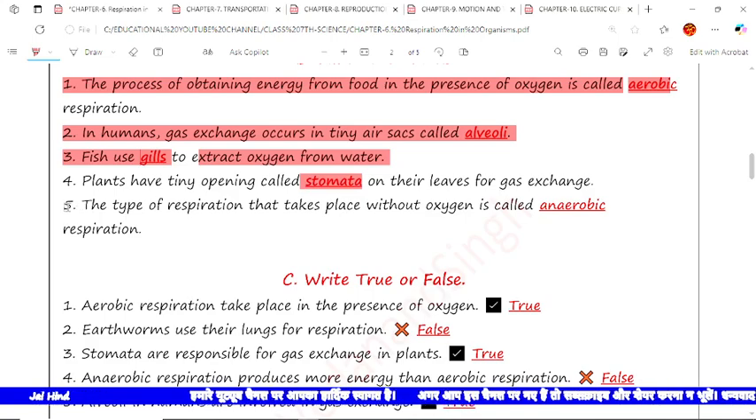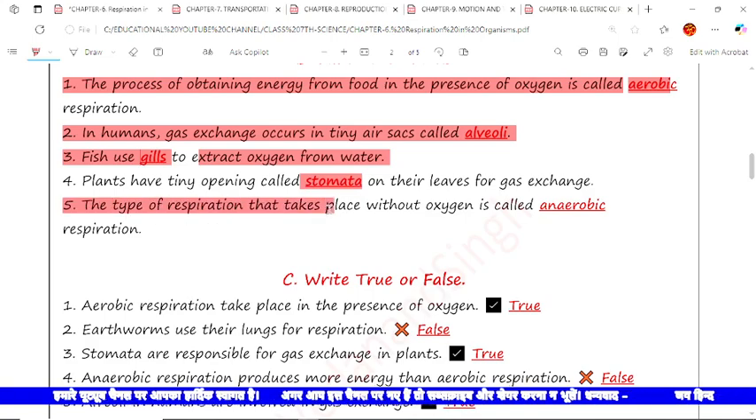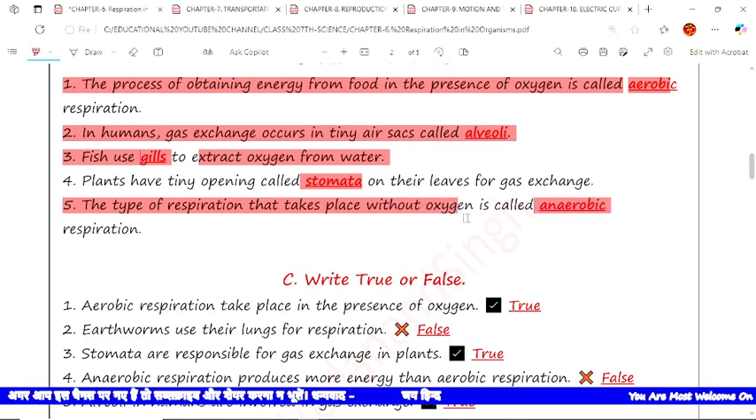Now the next question is, what type of respiration takes place without oxygen? That is called anaerobic respiration. And in anaerobic respiration, it takes place without oxygen.